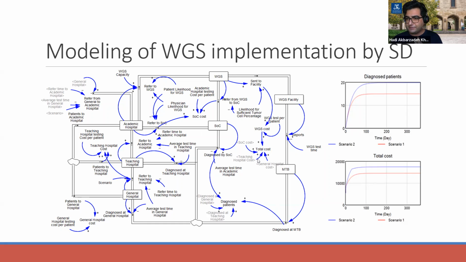One is total cost, which you can see I put here by summing different costs happening throughout the system. The other is the number of diagnosed patients. Again, I sum it, because we have different flows and diagnosis happening at different levels. So I do the summation here, and these two are our main measurements of interest.